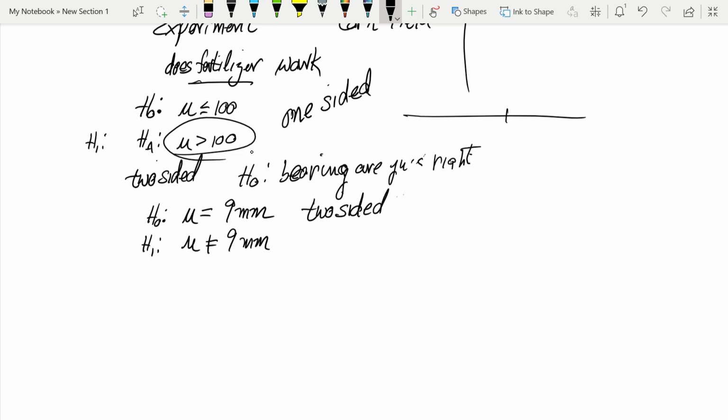101. Fertilizer work? Could that be an accident? 102. What if I got 150? Yeah, fertilizer worked. Here's 100, and here's 150. At what point do I say the fertilizer worked? This brings back the alpha level.